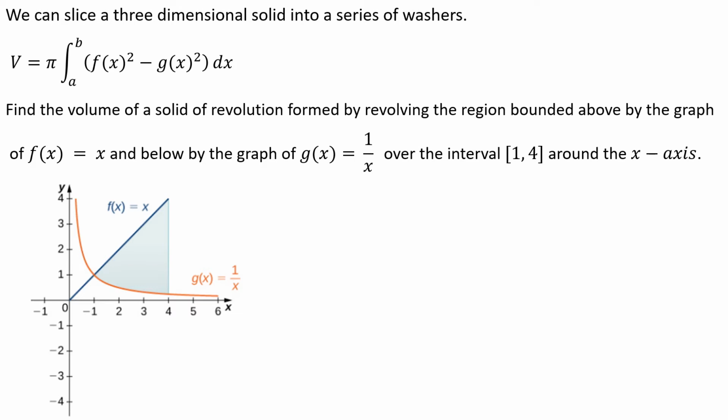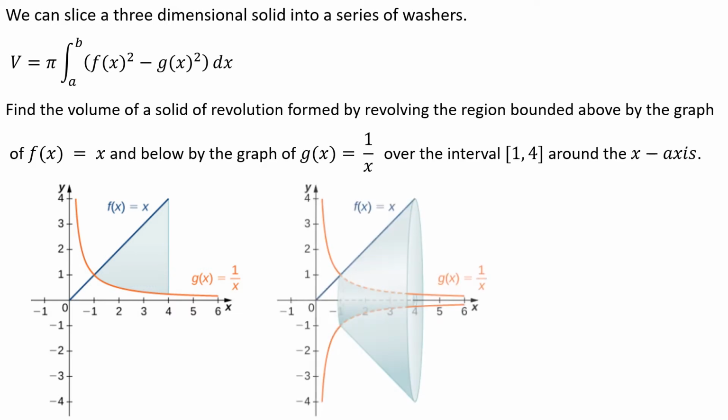And for the interval from 1 to 4, that's true, right? If we try to start before 1, we'd notice that, oops, f of x is not the larger function. But it looks like at 1, they are equal to each other. And then from 1 through 4, f of x is definitely the larger one. And then if we think about spinning it, we get a three-dimensional object.